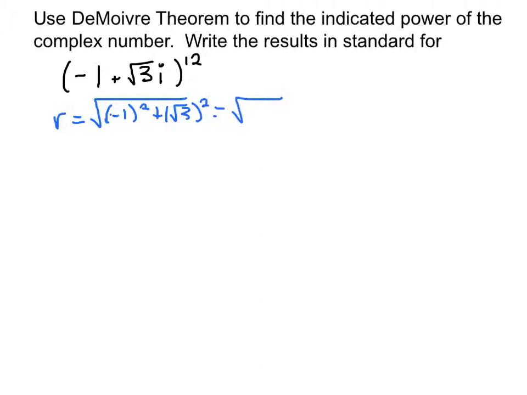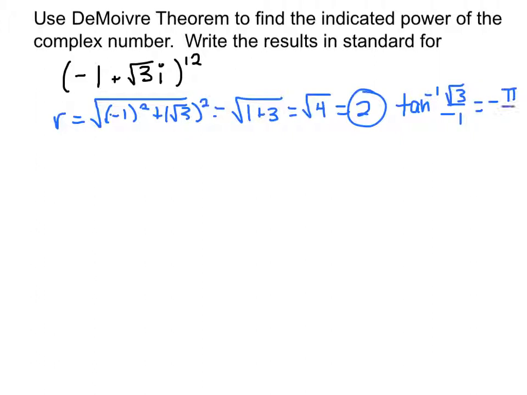equals 1 plus 3, and the square root of 4 equals 2. There's the radius. Then I need to figure out the tangent, or the angle. So the inverse tangent is rad 3 over negative 1, which equals negative pi thirds.